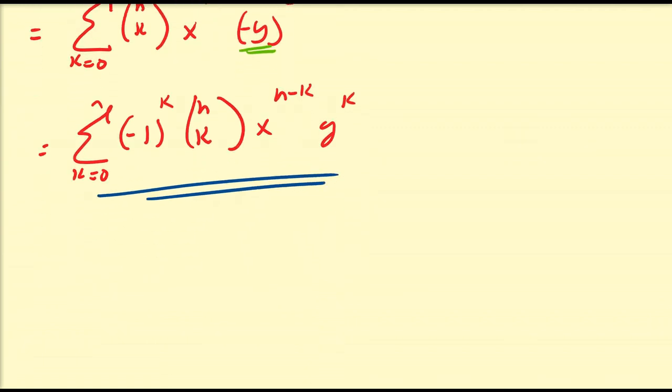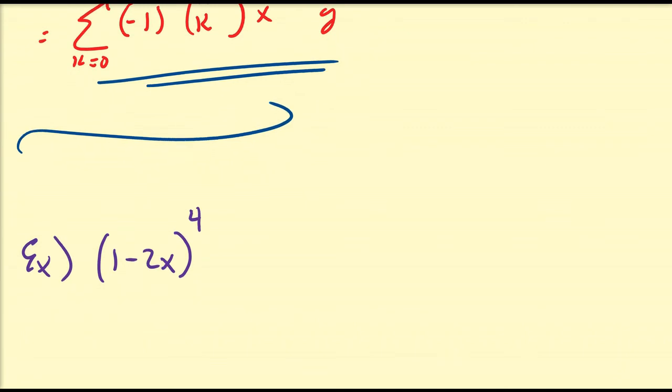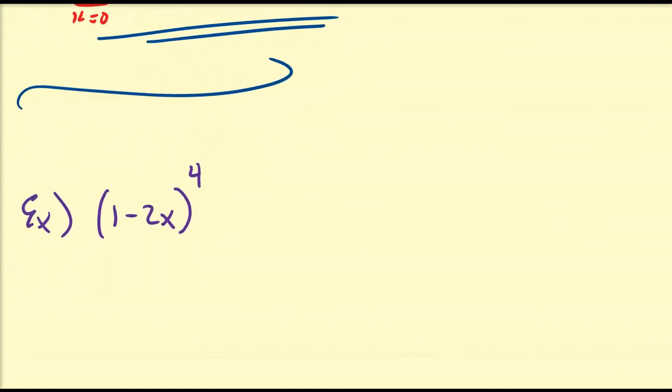Alright, so let's do an example where it's not just x and y, where there are some other things going on. So let's look at the expansion of (1 minus 2x) to the power of 4, and let's expand this using the binomial theorem directly. So this is going to be equal to 1 to the power of 4. So let's write our binomial coefficients also.